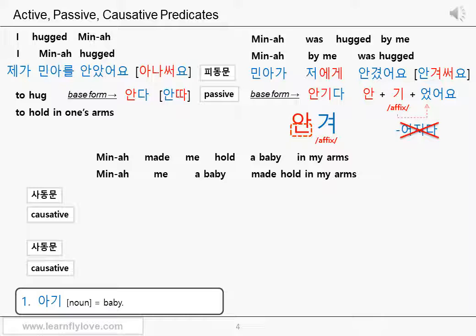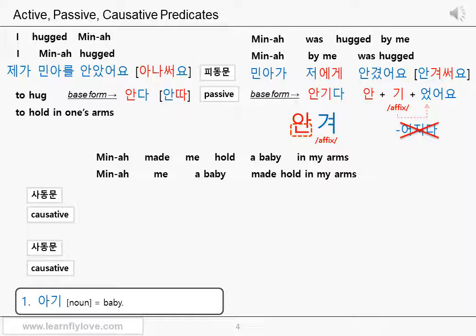Let's change the process this time. Let's take a look at the predicate part first. Made hold in my arms. As we told you, in Korean, you use the causative form when the subject is directly involved in the action and causing someone affected by it, or the subject makes someone do something, right? So the subject Mina gave me a baby and had me hold it in my arms. So we need to use the Korean causative verb for the made hold in my arms part.